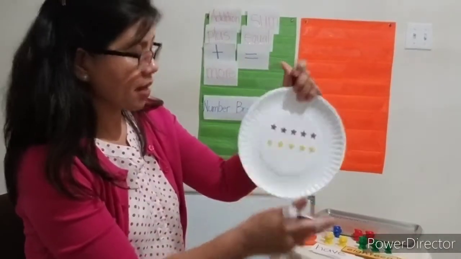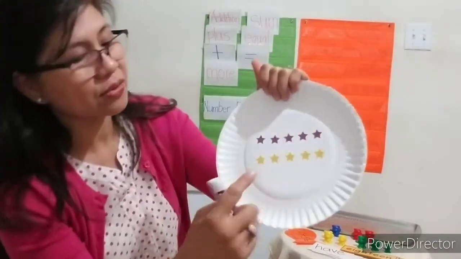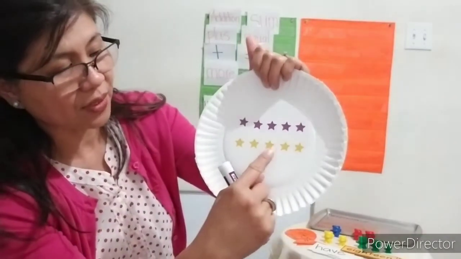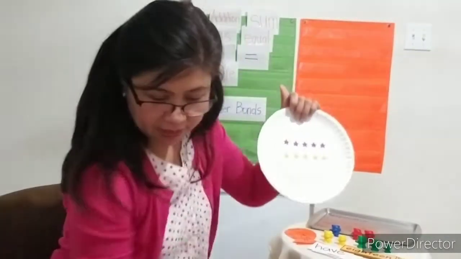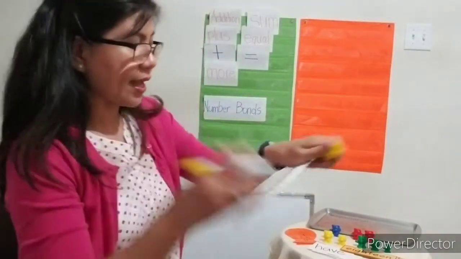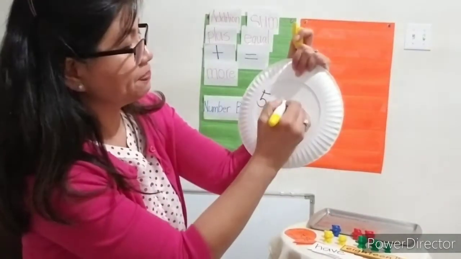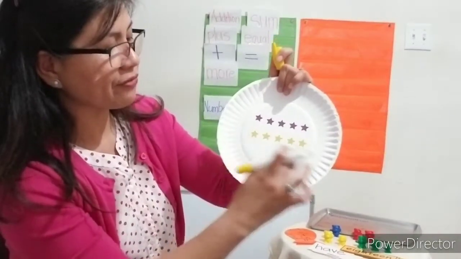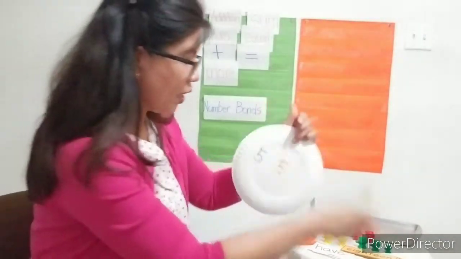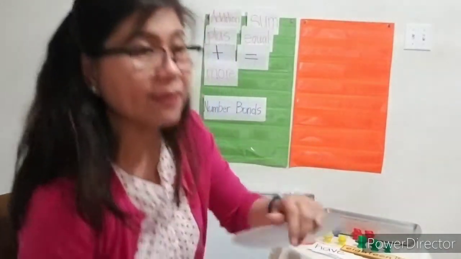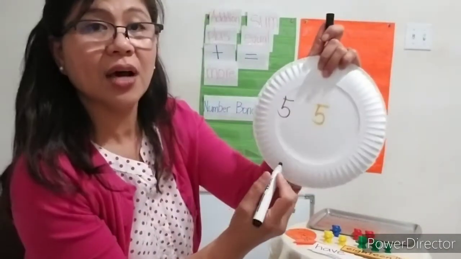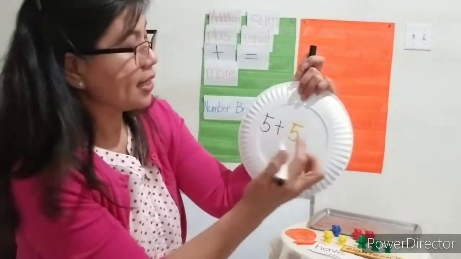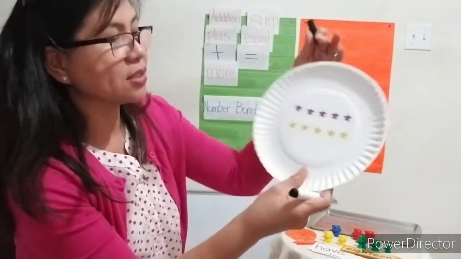Okay, how about the yellow one? How many yellow stars do we have? Help me count. Go. 1, 2, 3, 4, 5. Let me find my yellow marker. Okay, so I have 5 also. There you go. So I have 5 purple stars and 5 yellow stars. So if we put together the 5 and the 5, how many do we have? And we need the plus sign, right? And then the equal sign is what's the total?